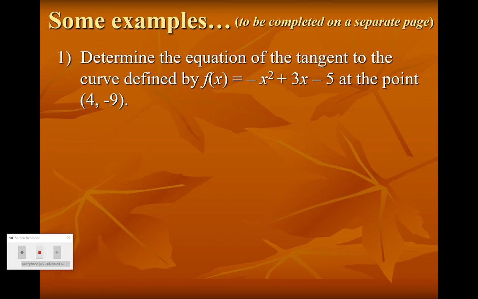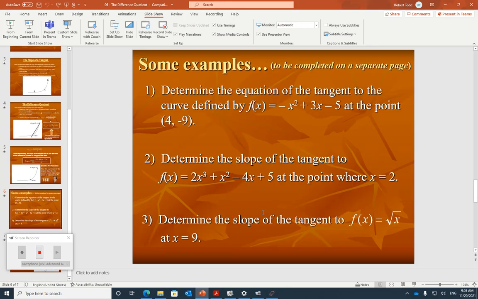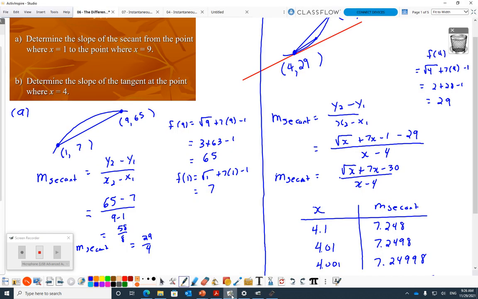Some examples. All right, we're into examples here. If you sort of get what's going on, like I said, then we are in beautiful shape moving forward.